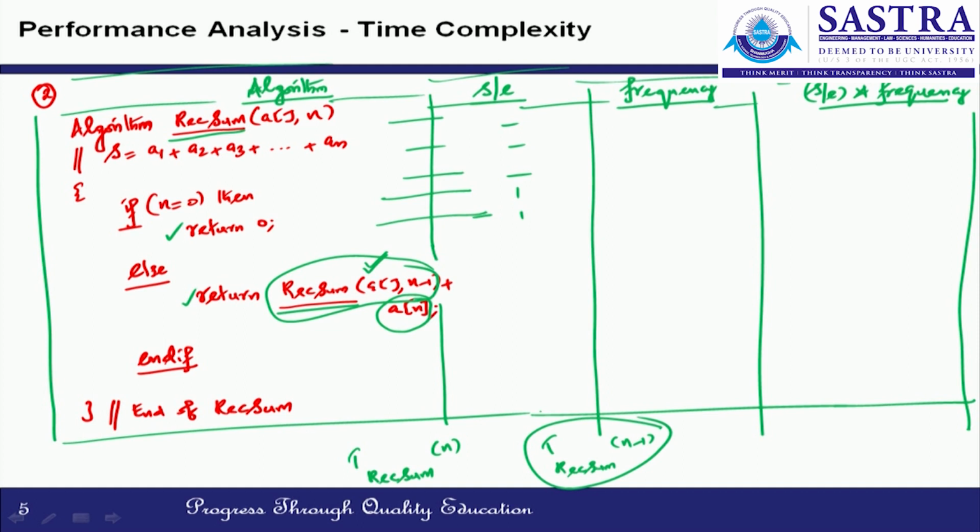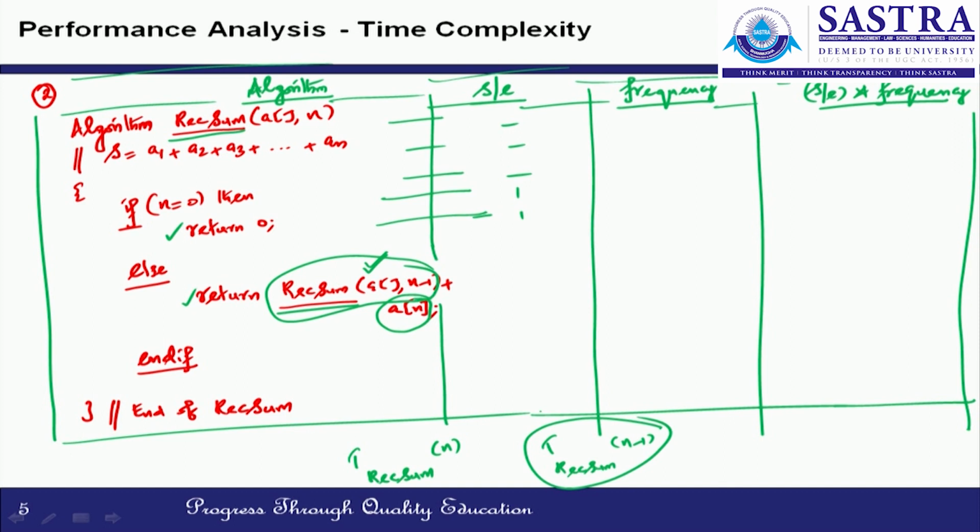Assuming the T recursive sum of n minus 1 value is, say, x. Let x represent the computational time of T recursive sum of n minus 1. That means S is equal to a1 plus a2 plus a3 plus etcetera up to a n minus 1. The first n minus 1 elements addition is defined using this recursive sum. Computational time is T recursive sum of n minus 1. Let it be equal to x.